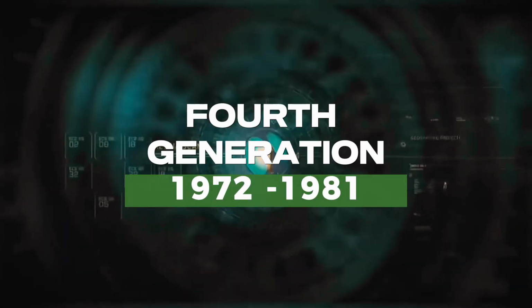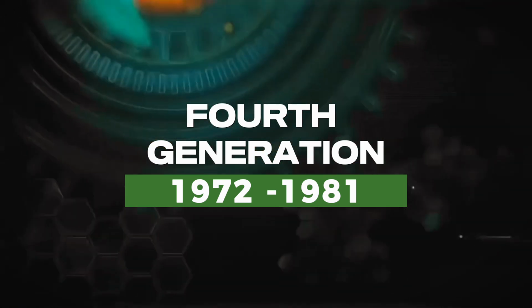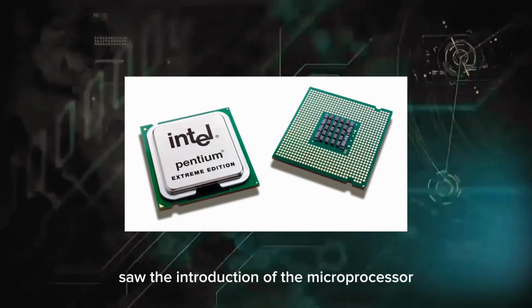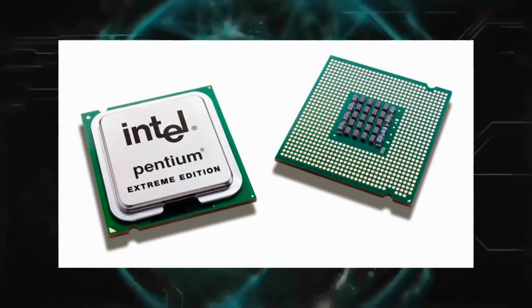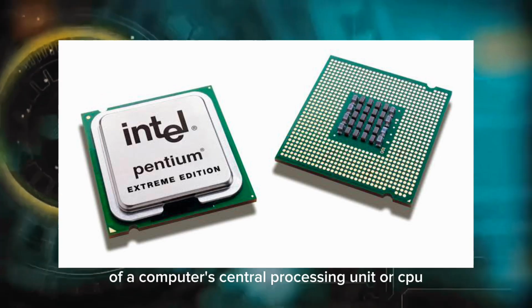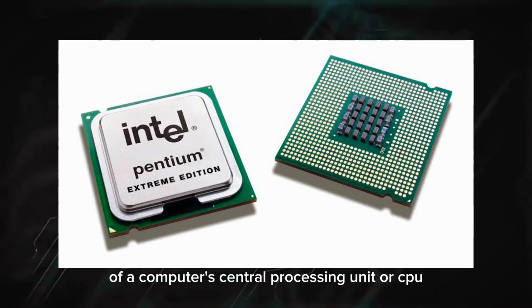Fourth generation, from 1971 to 1989. The fourth generation of computers saw the introduction of the microprocessor, a single chip that contained all of the components of a computer's central processing unit, or CPU.